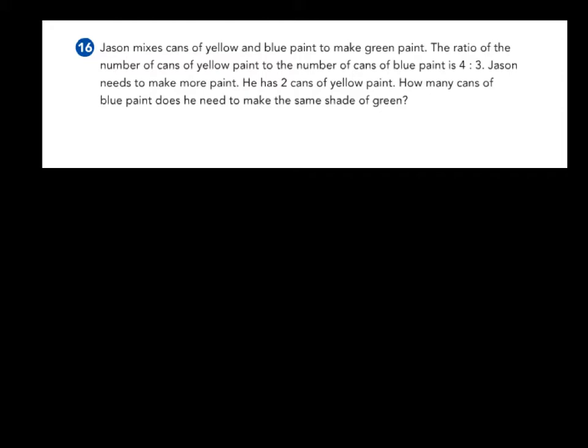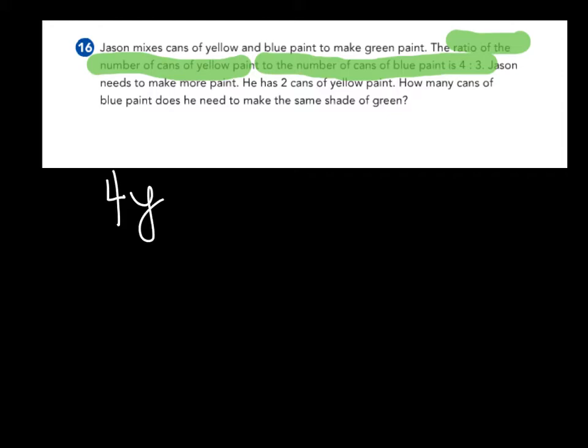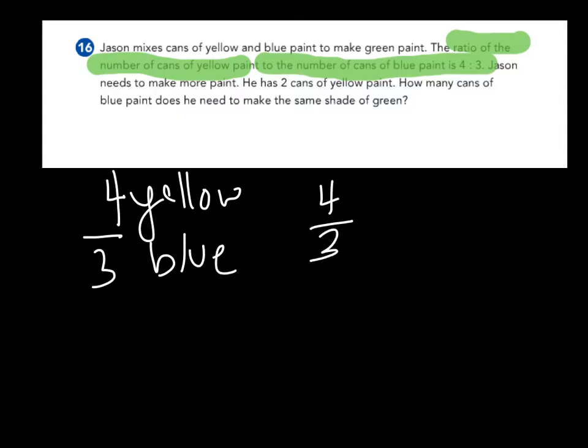It says Jason mixes cans of yellow and blue paint to make green paint. The ratio of the number of cans of yellow to the number of cans of blue is 4:3. So what that means is that for every 4 cans of yellow, he's going to use 3 cans of blue. So that's a 4:3 ratio of yellow to blue.